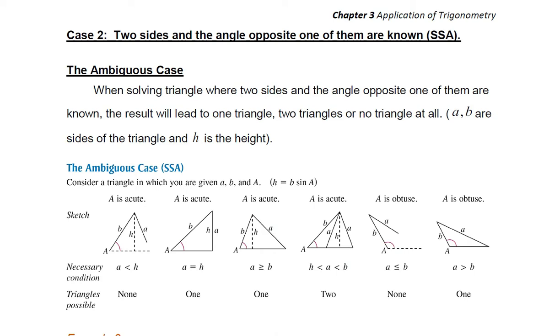Case 2, where we have two sides and the angle opposite one of them known, as side-side-angle. When solving a triangle where two sides and the angle opposite one of them are known, the result will lead to either one triangle, two triangles, or no triangle at all. So when you deal with case 2, you need to be careful and check whether your answer will have only one triangle, two triangles, or no triangle at all.